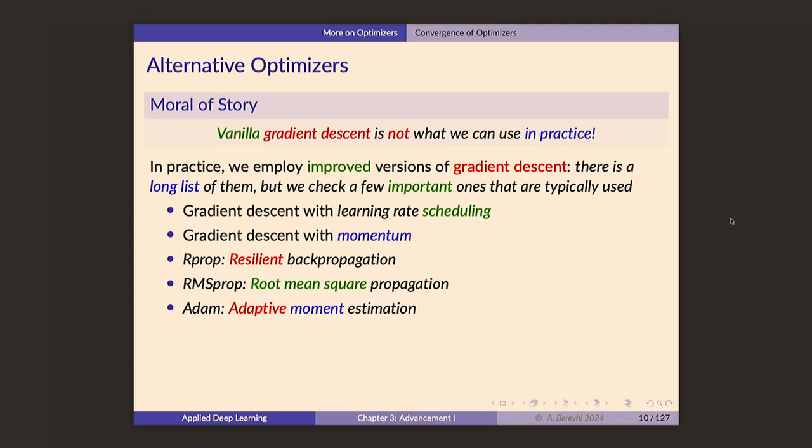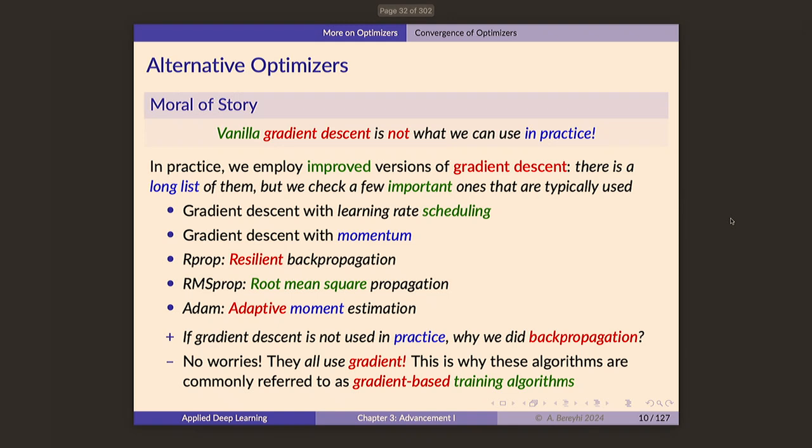Now, you might ask me this question: if we're not going to use stochastic gradient descent, why did I talk so much about backpropagation? You don't need to worry about that. Backpropagation is going to remain with us the whole semester because all of these algorithms are gradient-based. This term, gradient-based optimization algorithms, means that at the end of the day, you need the gradient to do one step, one iteration. But how you use that computed gradient changes depending on the algorithm.